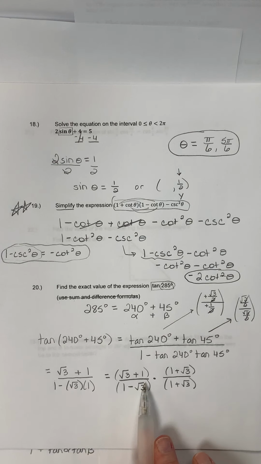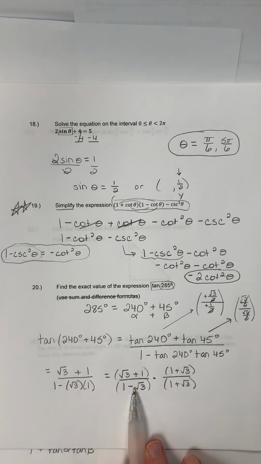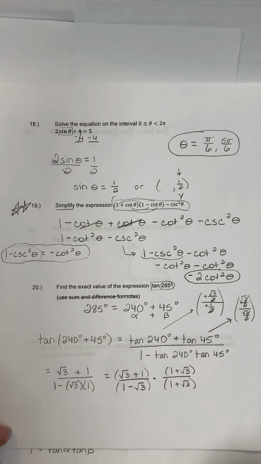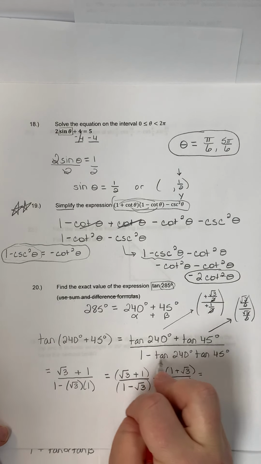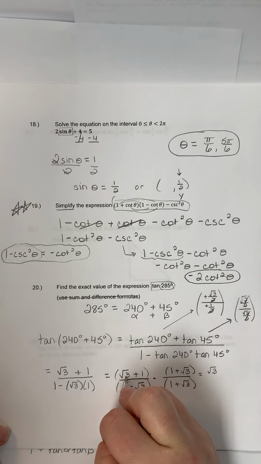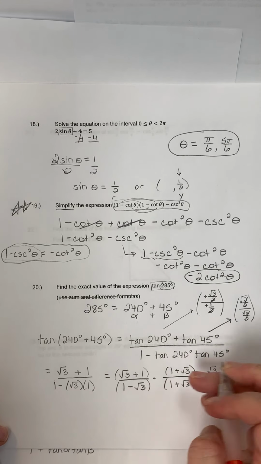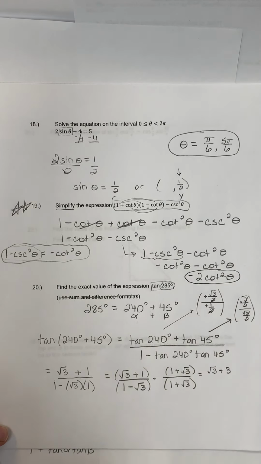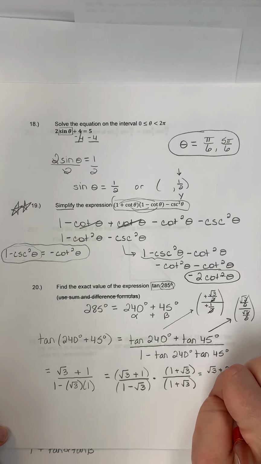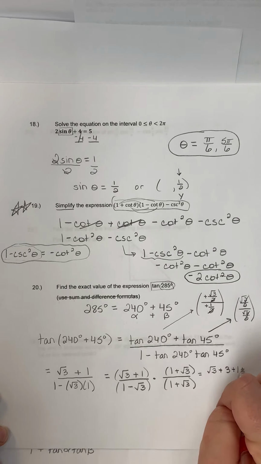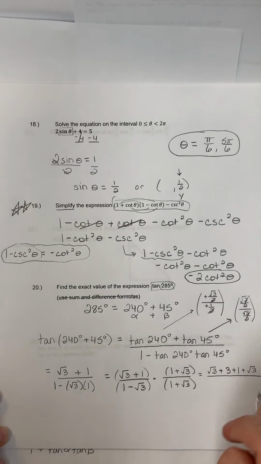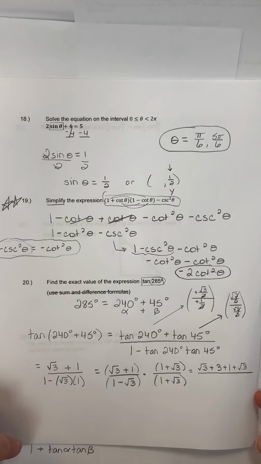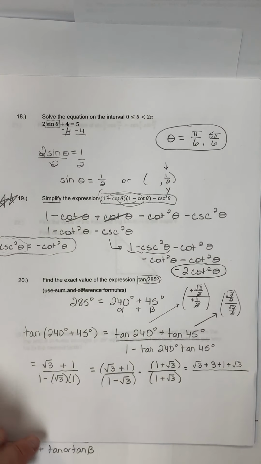By multiplying top and bottom by the conjugate of the denominator, that just means changing that middle sign, I'm going to eliminate any radicals that I have in that denominator. I'm going to FOIL out now: root of 3 times root of 3 is 3, because that's like a root of 9, and that would be 3. Plus 1 plus root of 3. There's my numerator. Okay, can you see that okay? Move it a little. Okay.